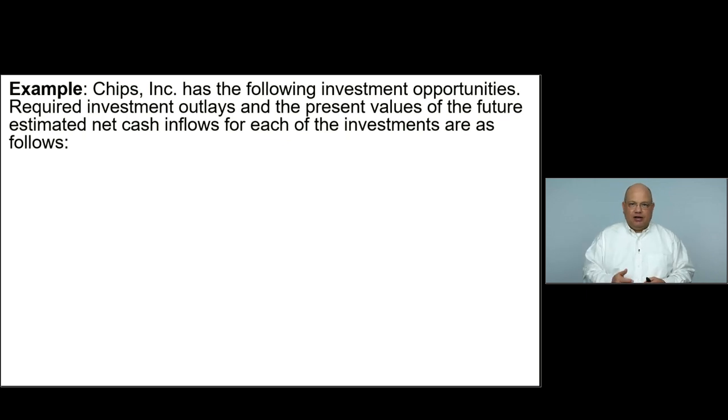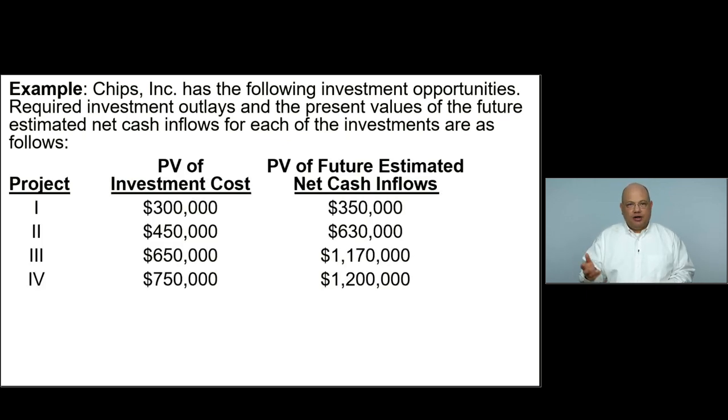The present value of the investment: $300,000, $450,000, $650,000, and $750,000. And then we have the present value of those future estimated net cash inflows, starting at $350,000, going all the way up to $1.2 million for project 4. Okay, so those are the investments that we could make.